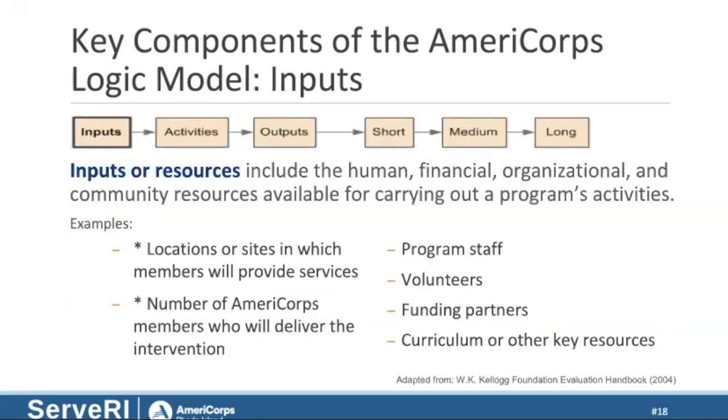On the far left are inputs or resources, which include the human, financial, organizational, and community resources available for carrying out a program's activities. You must include the sites or locations where members will be providing services and the number of AmeriCorps members who will deliver the intervention. Other things you can include are program staff involved, volunteers, funding partners, curriculum, or other key resources you will use in your implementation.